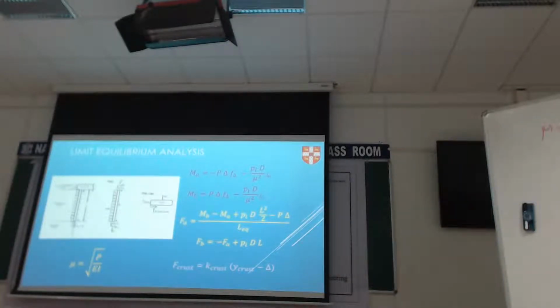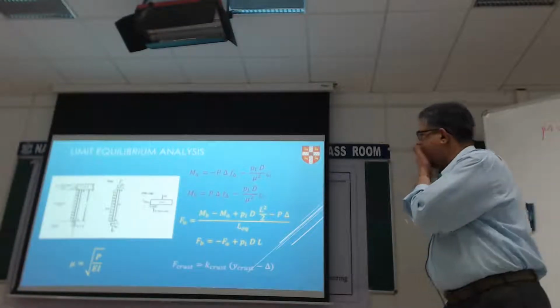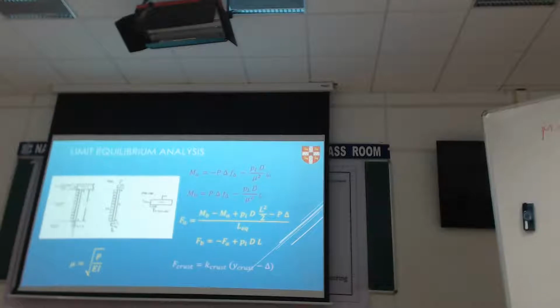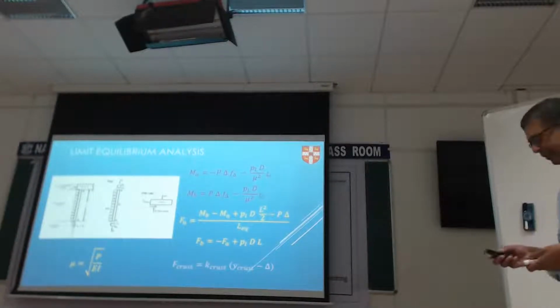So this type of analysis is obviously called a limit equilibrium analysis, because you are only considering this once the soil has liquefied and everything is in a quasi steady state. Now, I left these two hanging out there. Let me address that.